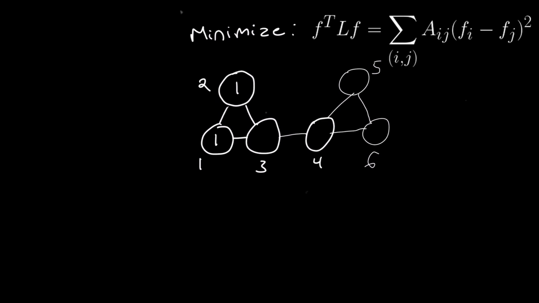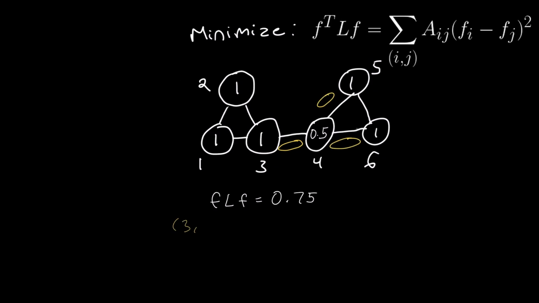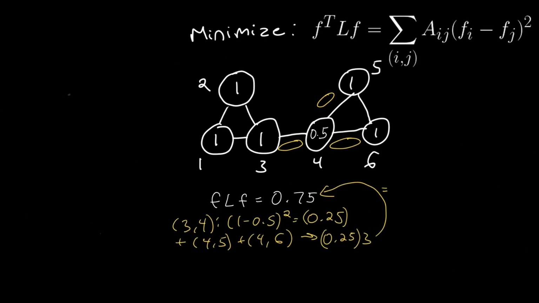We started by assigning every node the same value, but now we need to give at least one node a different value. Let's give node 4 the value 0.5. The total smoothness is now 0.75. This is because node 4 now has differences with 3 nodes, nodes 3, 5, and 6, and each difference has a squared value of 0.5 squared, or 0.25. Can we improve the smoothness?